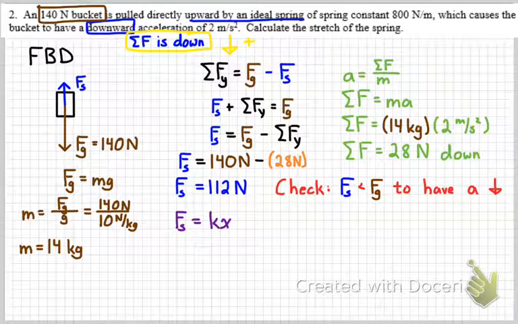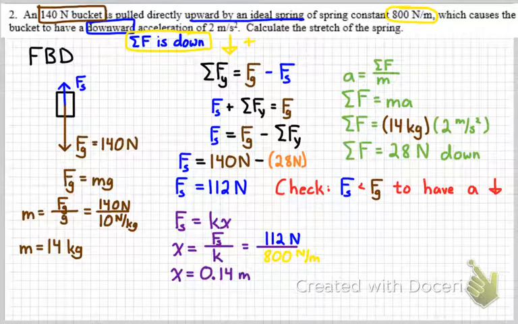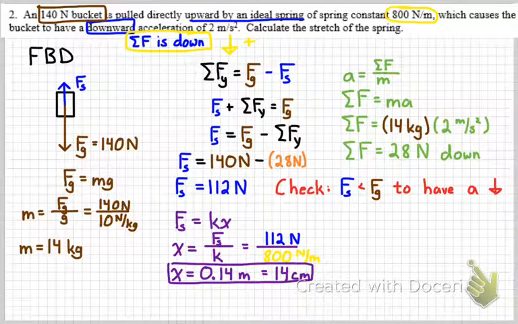The next step is just to use Hooke's law. Force due to a spring equals k times x. I could solve that for x, the stretch in the spring. I've calculated the spring force to be 112 newtons. I'm given a spring constant of 800 newtons per meter. The newtons cancel out when I do the division, and I would get 0.14. Pay close attention to the units. That's meters right now. If I wanted it to be in centimeters, I could easily convert it to centimeters.